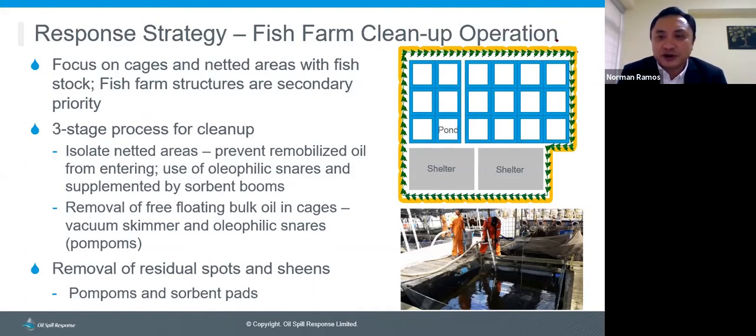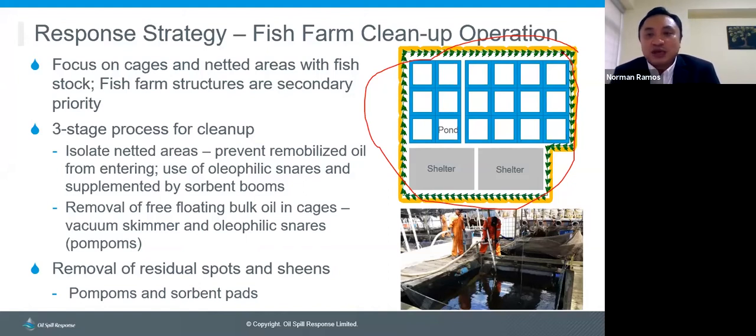Consider this fish farm. We isolate that, because we want to prevent oil from entering the fish farm, and we don't want the oil that has been captured by the fish farm to go back out to the sea. So what we have done is surround a fish farm with oleophilic snares, or what we call pom-pom snares. These pom-pom snares are supplemented by sorbent booms. We also removed the free-floating bulk oil within the cages using the vacuum skimmer, as you see from the photo here. This is one of our colleagues using the vacuum skimmer on one of the cages.